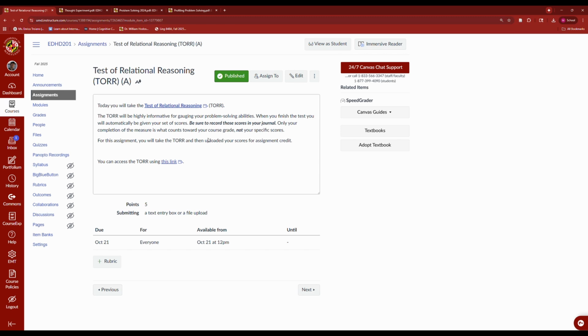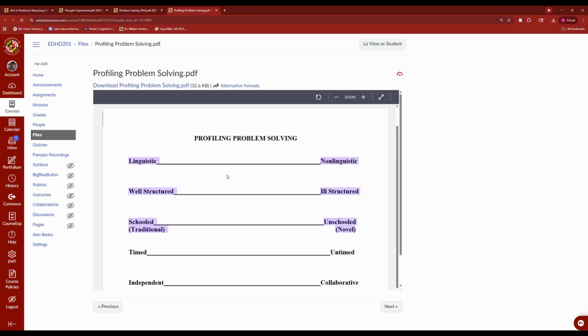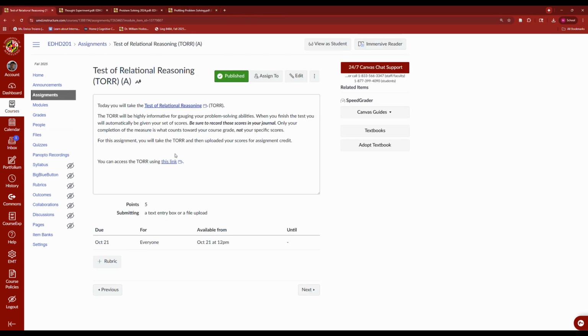I can't give you too much information on it right now because I don't want to bias your results, but the test of relational reasoning is an abstract problem solving measure, and it will be testing different dimensions of your problem solving ability. They're not going to be the same as the ones I'm showing here and the ones that we're talking about. They are more abstract, but there is a relationship between them that we are going to investigate later. But to do that, we have to first take the test of relational reasoning.